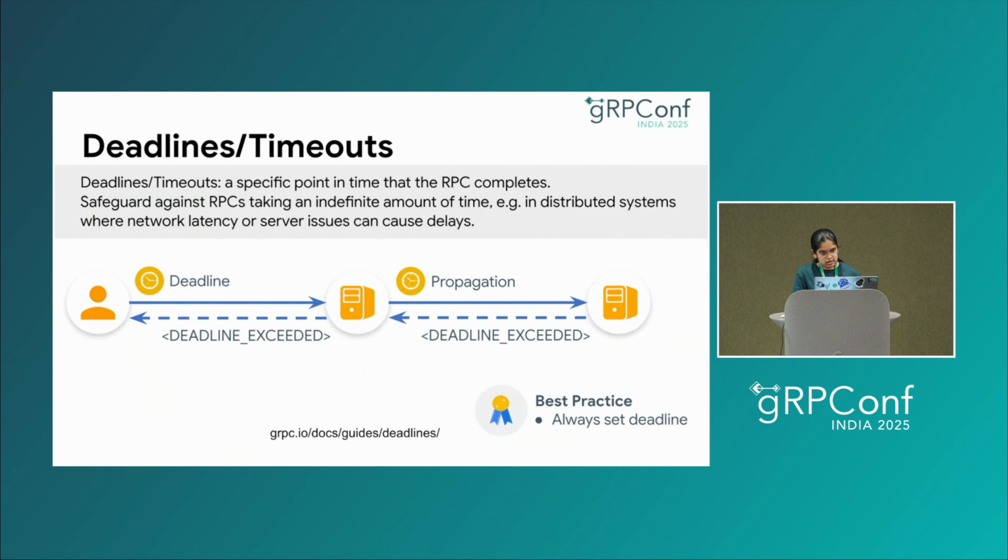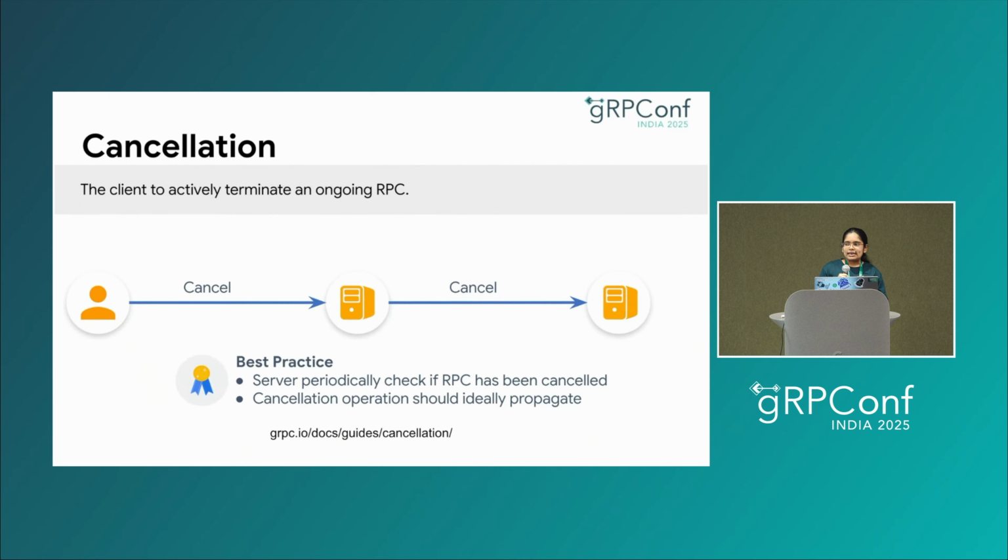So now that we've seen deadlines, next let's take a look at cancellation. Deadlines are a way for automatically cancelling once a timeout has been reached, whereas cancellation is a way that a gRPC client can manually cancel an RPC that it no longer needs. This cancellation signal propagates through the HTTP2 transport to the server, allowing it to stop processing and clean up resources.